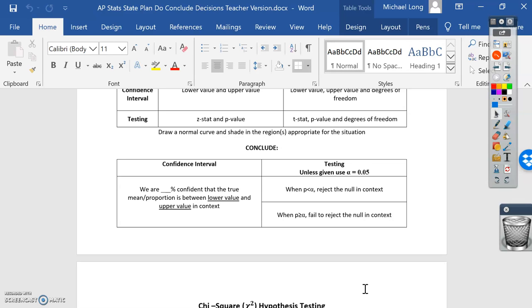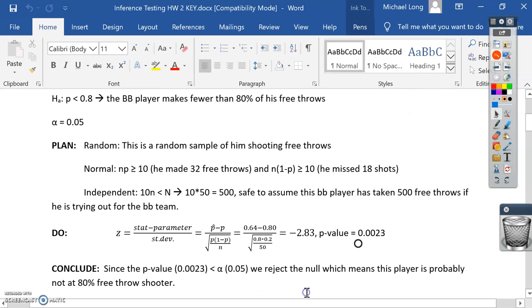Okay? So it says when p is less than alpha, so if I go back and look at here, you notice my p-value is much smaller than my alpha. It's really, really small in comparison to that, which means we get to reject the null, which is a fancy way of saying the null hypothesis is probably false. Well, if that's false, then the alternative hypothesis has to be true, or probably true anyways, which means he's probably not an 80% free throw shooter, not quite that good.